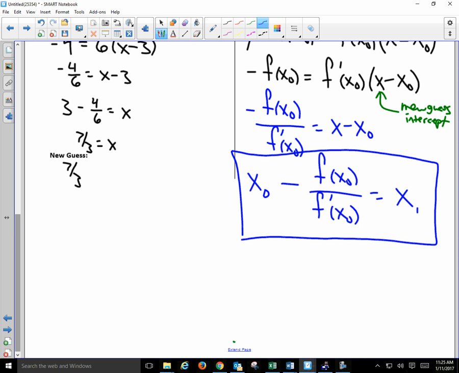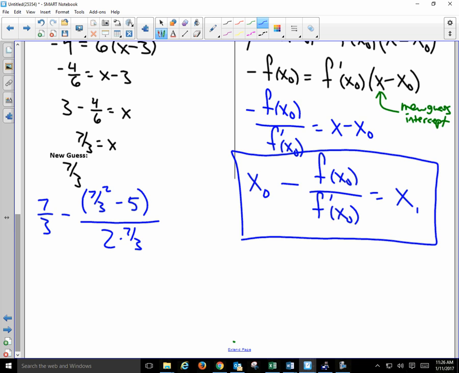So I'm going to generate a rational expression, meaning a fraction that's very close to the square root of 5, by just doing it once again. This is going to be my new x sub 0. So I have 7 over 3 minus f of x sub 0. So what do I do with 7/3? I plug it in. I take 7/3 and I square it, and then I minus 5, and I divide that by, what's the derivative? So 2 times 7/3, right?